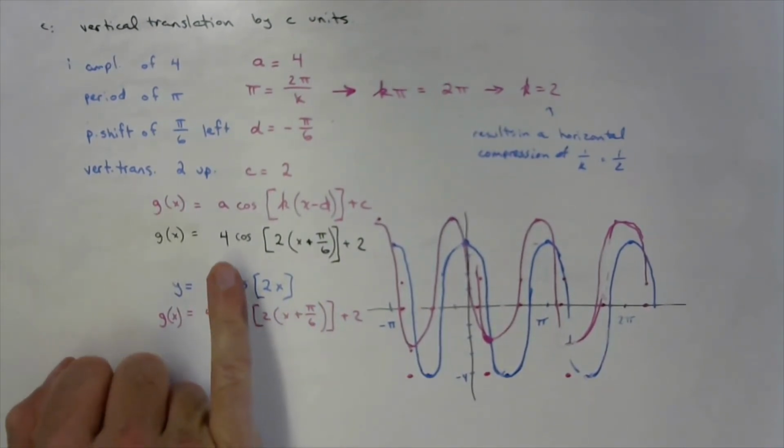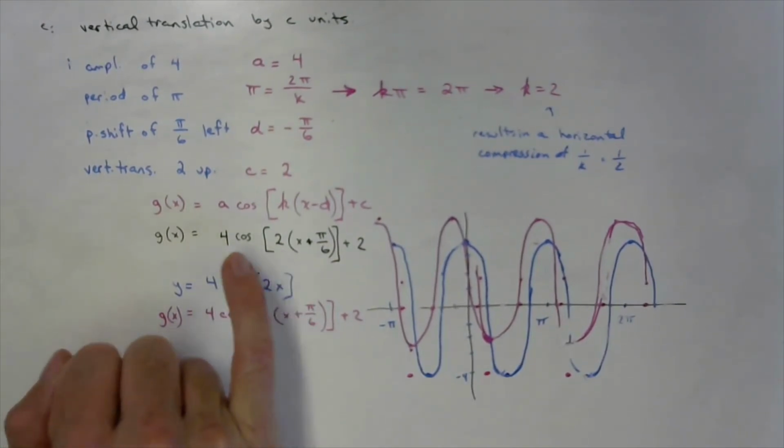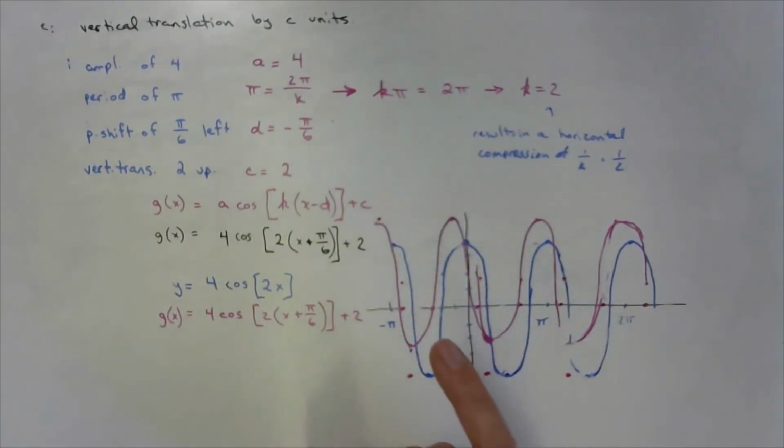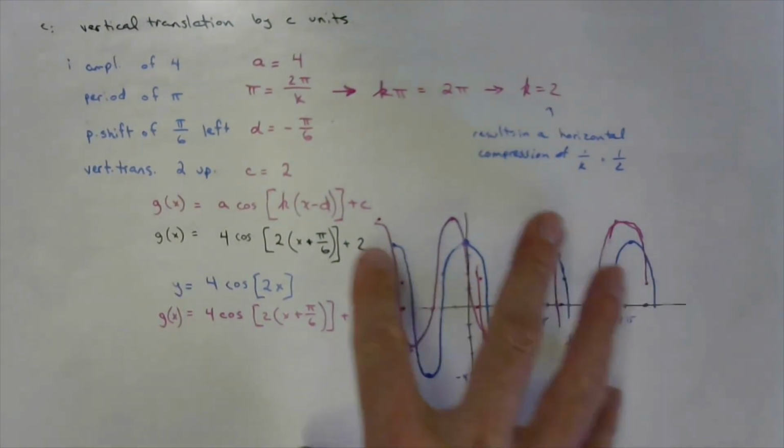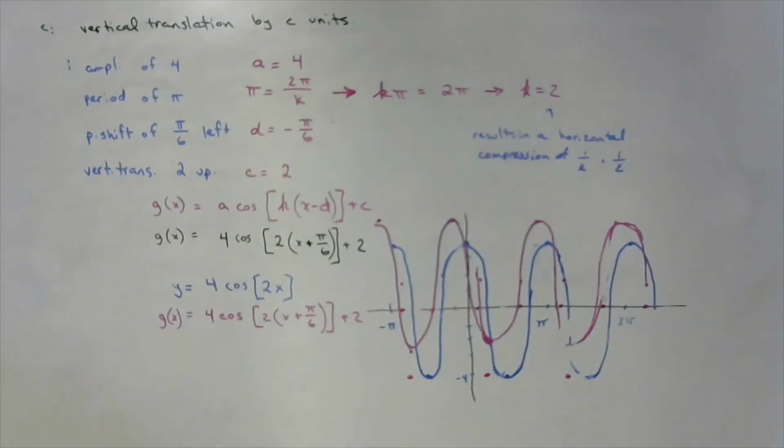We applied our multiplication, our factors a and k, first when we drew it. Okay, you have to do that. You have to do the multipliers first, the stretch, compressions, reflections. Then you can take that shape and move it wherever it says to be moved. All right.